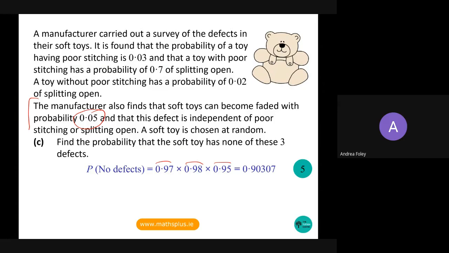Your high partial credit is one error in calculation for 4 marks. So that could be if you'd written down 0.97 by 0.98 by 0.05 instead of by the 0.95, that would count as one error in calculation and therefore would be high partial credit. This question does ask you to round to 5 significant figures. So it is a starred question, which means you drop 1 mark if you've rounded incorrectly.